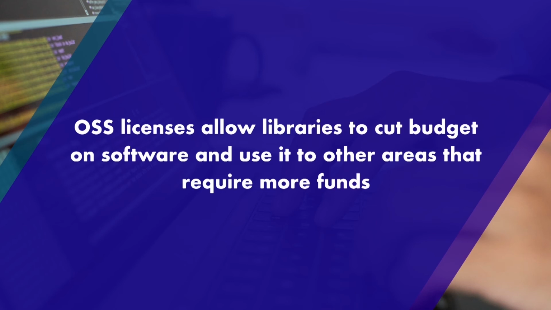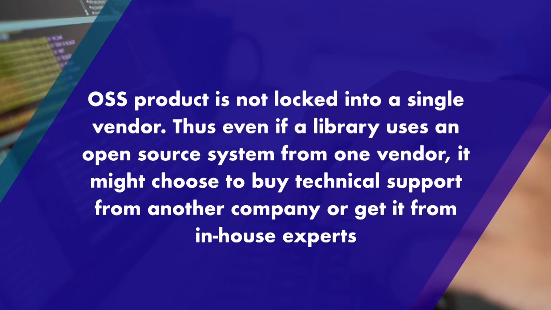Second important factor in favor of open source software in LIS is that OSS products are not locked to a single vendor. Thus, even if a library uses open source software from one vendor, it might choose to buy technical support from another company or get it from in-house experts. Say, for example, initially you are not quite acquainted with installation of open source library automation software like Koha. So you can take the help of any technical person, but that is not a recurring cost.